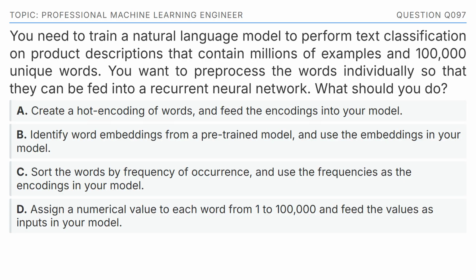The options are: Option A, create a one-hot encoding of words and feed the encodings into your model. Option B, identify word embeddings from a pre-trained model and use the embeddings in your model. Option C, sort the words by frequency of occurrence and use the frequencies as the encodings in your model. Option D, assign a numerical value to each word from 1 to 100,000 and feed the values as inputs in your model.